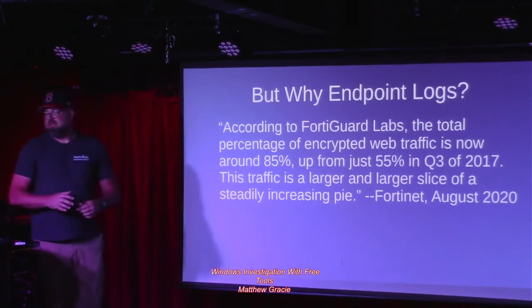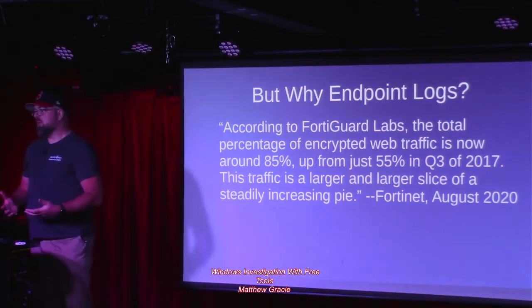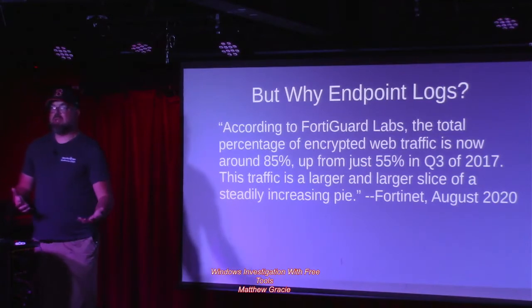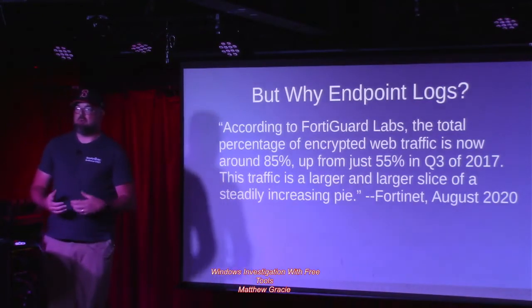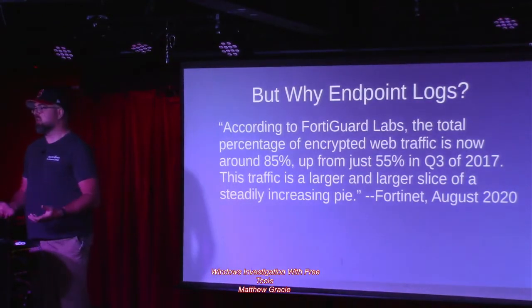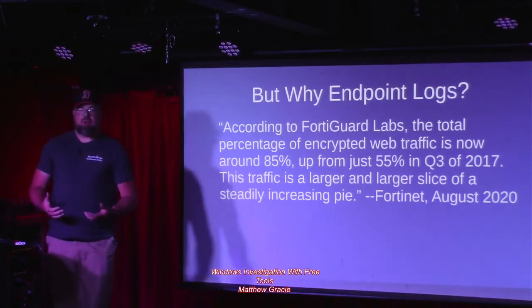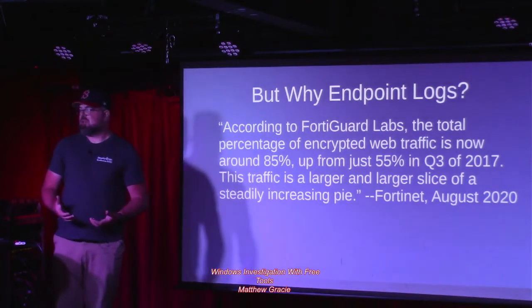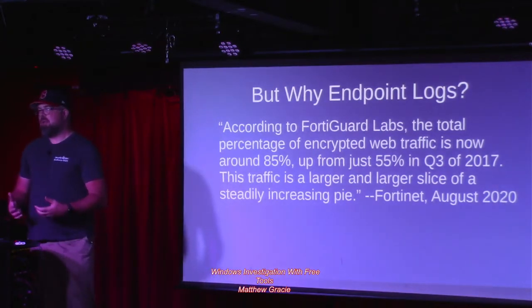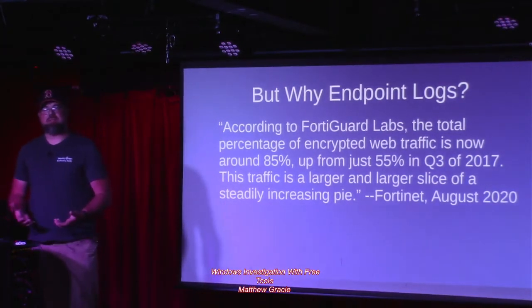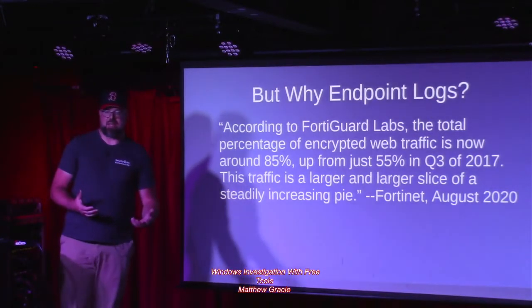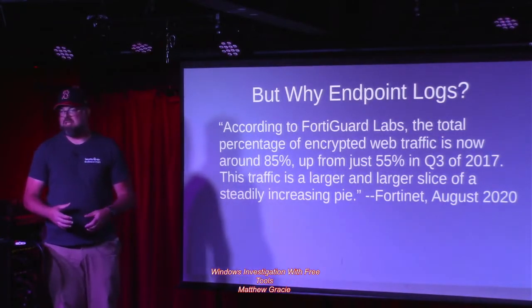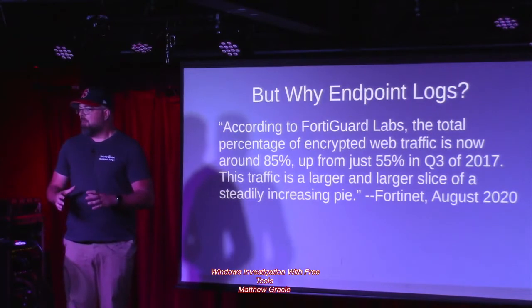Why endpoint logs? I mean, Security Onion's bread and butter is doing network monitoring, right? You plug it into a network tap, you run Zeek, you run Suricata, you get all your alerting through there. The problem is, it's not 2004 anymore. Most of the stuff on your network is going to be encrypted. You might be able to hunt on things like weird SSL certificates or DNS activity, at least till DNS over HTTPS really takes off.